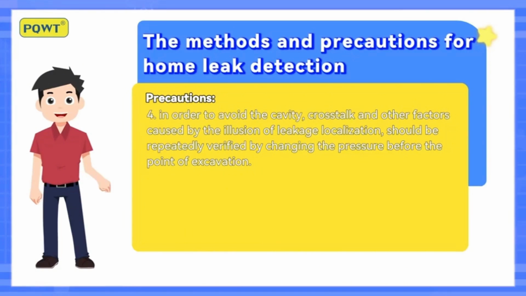4. To avoid the illusion of leakage localization caused by cavities, crosstalk, and other factors, the result should be repeatedly verified by changing the pressure before the point of excavation.